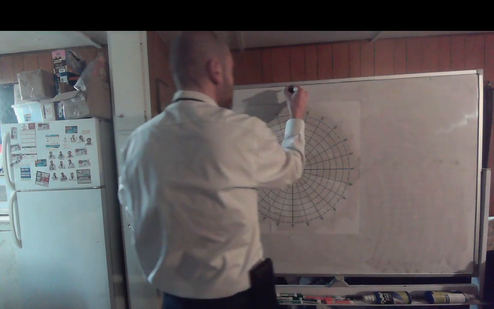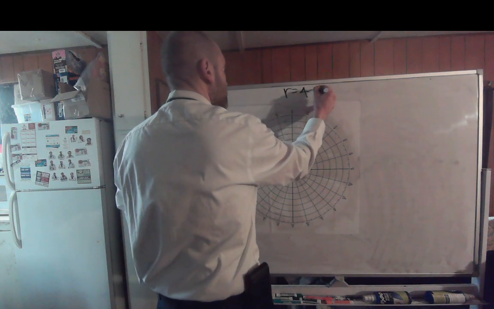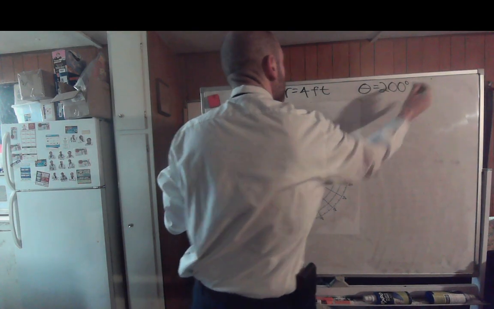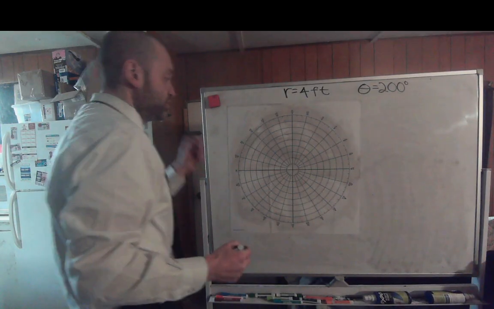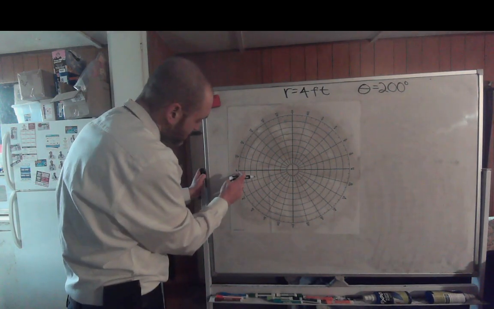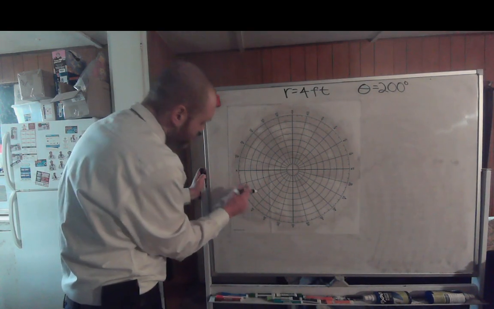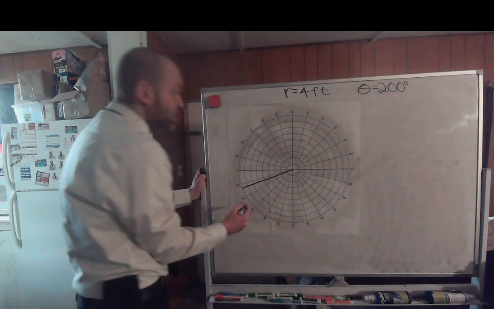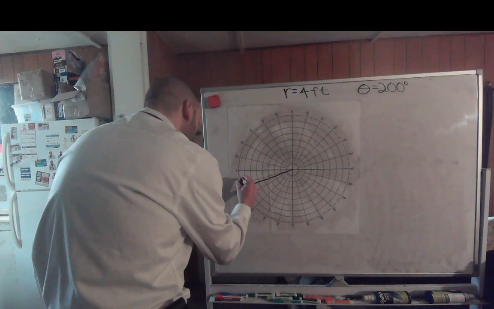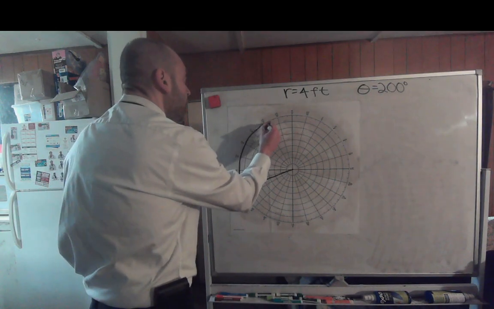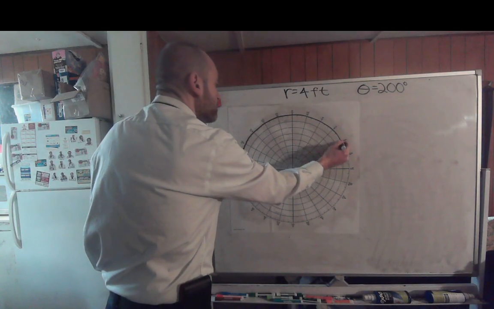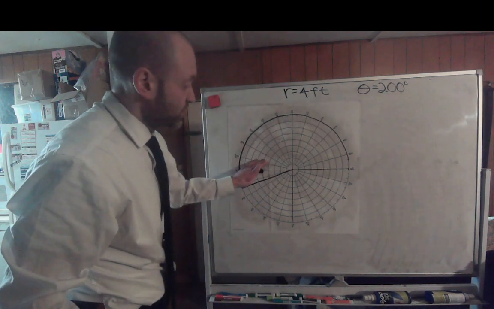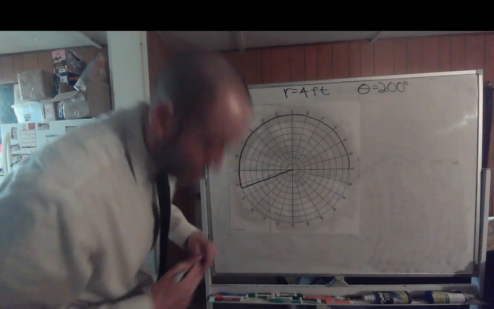I have a radius of 4 feet. My theta equals 200 degrees, which I can tell you 185, 190, 195, 200. So 200 is going to be right here on the unit circle, which means we're going to be finding the arc length and the area of this entire bad boy. So the whole arc length of this and the area of this whole sector. So that just got very big very fast.